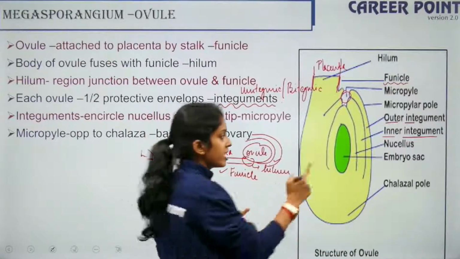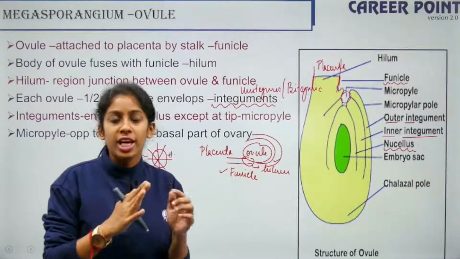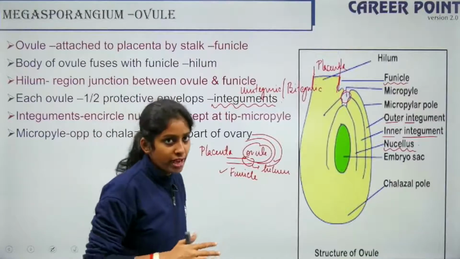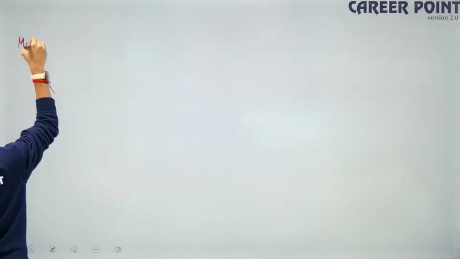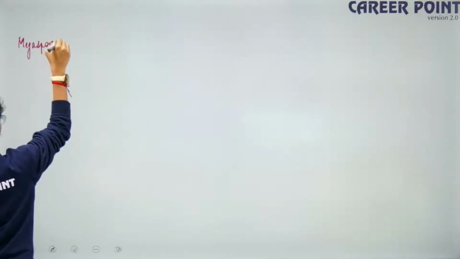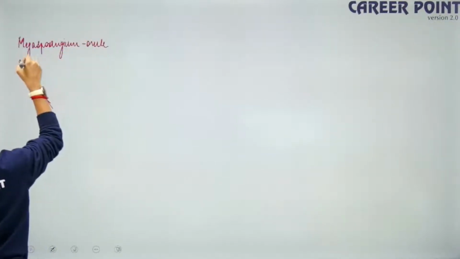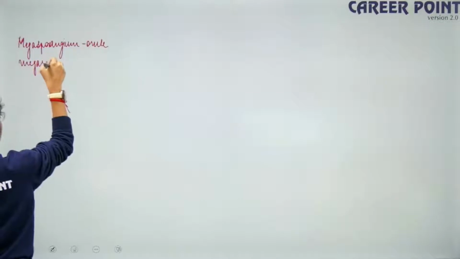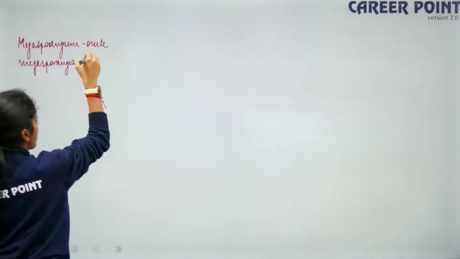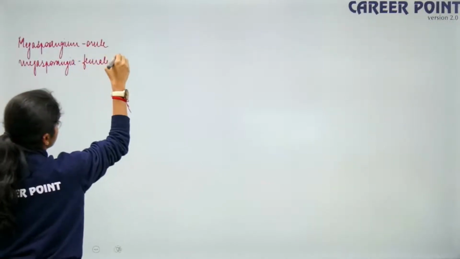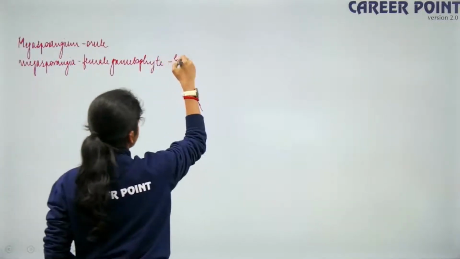Now, inner to your integument, you have a structure called nucellus. Fine? So now we are talking about your megasporangium. So megasporangium is your ovule. The female gametophyte is the embryo sac.